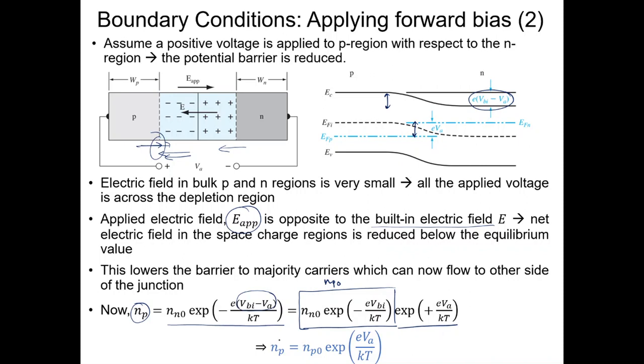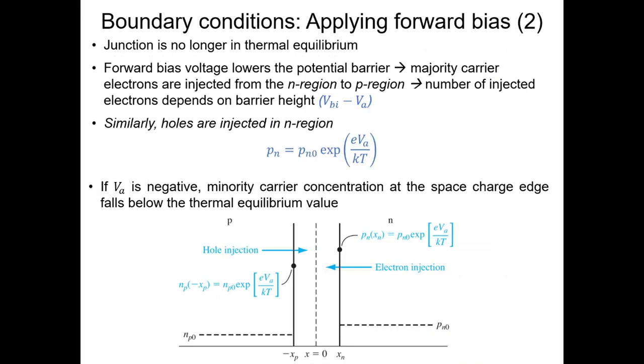So the total electron concentration at the P side, or the minority carrier electron concentration at the P side, becomes a function of the thermal equilibrium minority carrier concentration and the applied forward bias. Okay, similarly we can find a similar relation for the holes at the N side, right?